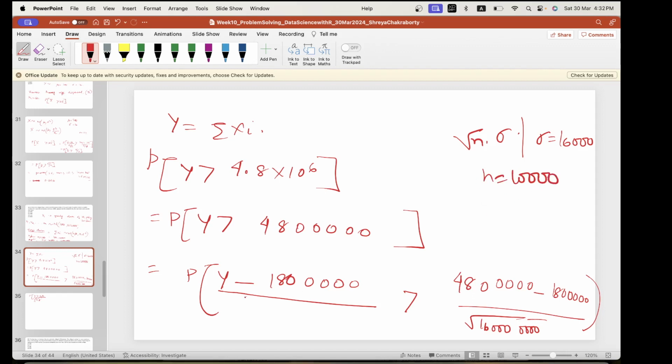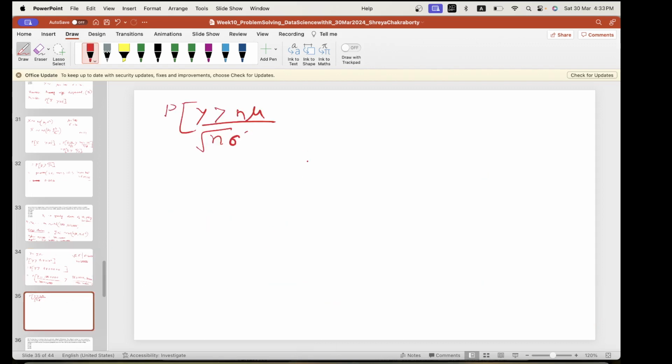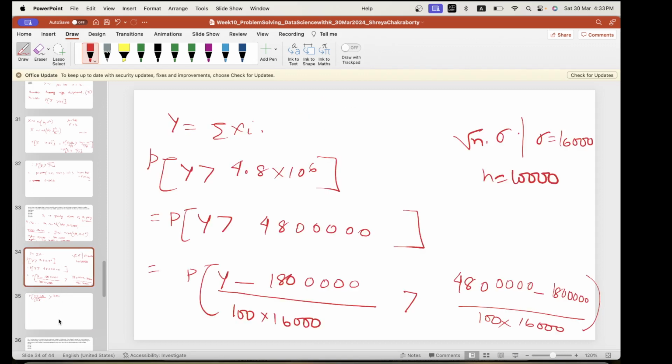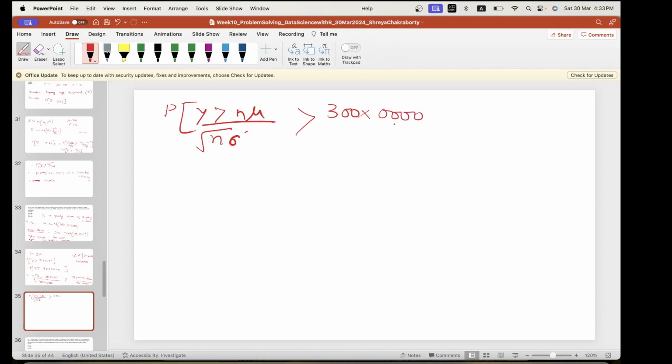So root n sigma will be 100 into 16,000. So this will be greater than 300 into 0000 by 16,000 into 100. Okay, so 5 zeros will cancel, so we will have probability Z greater than 30 by 16.